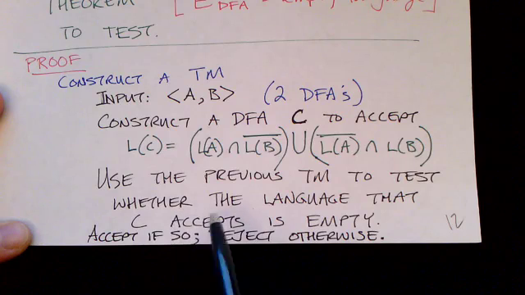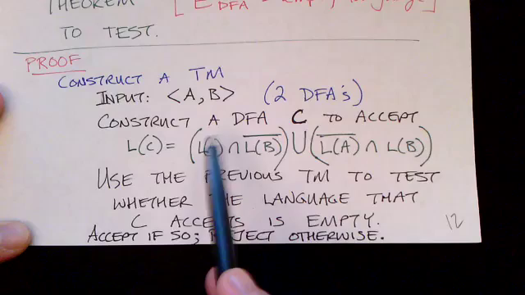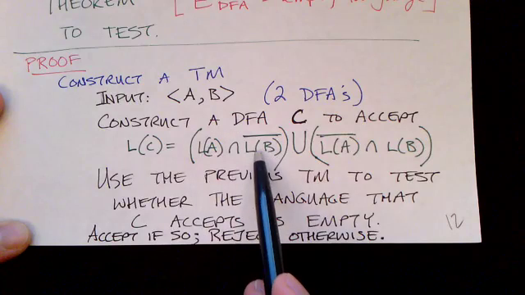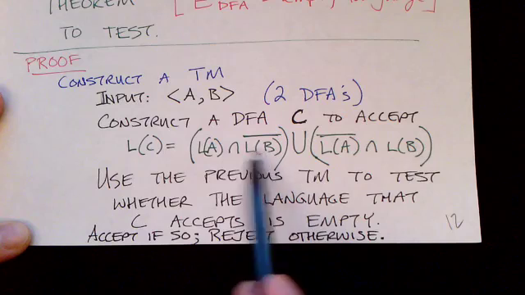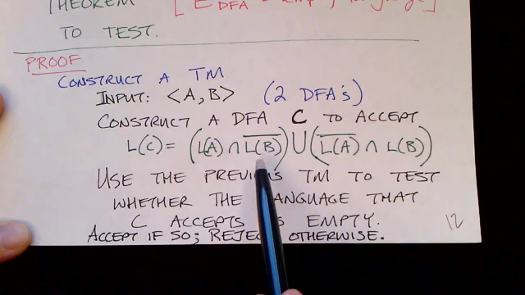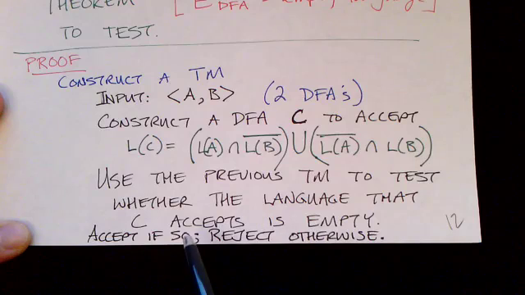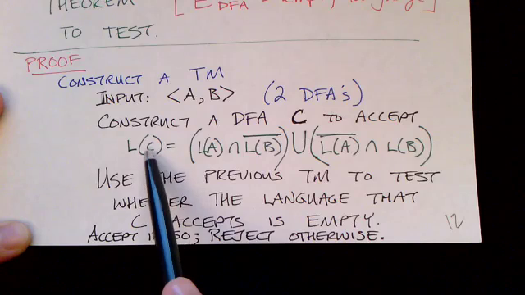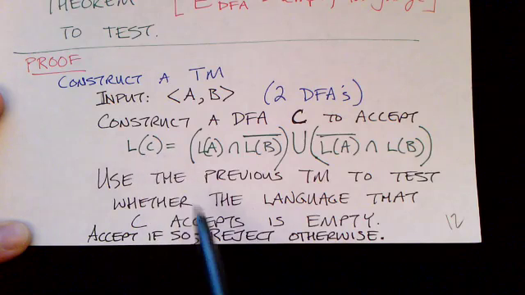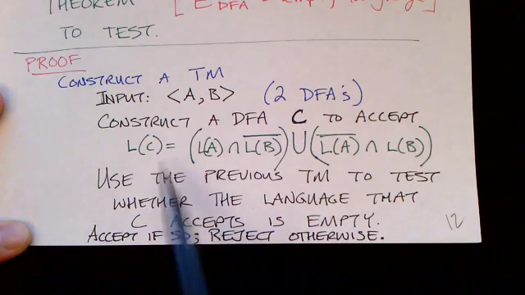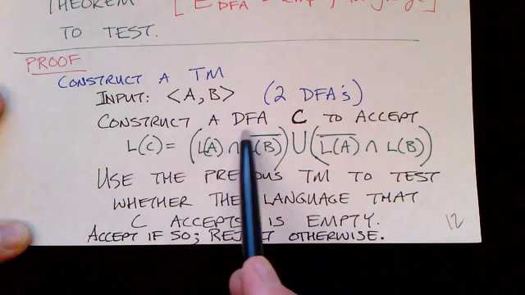And if C accepts the empty language, it can only be because languages A and B are the same, and that machines A and B are accepting the same language, so we should accept. And if C is the empty language, we accept, and if it's not the empty language, we reject.